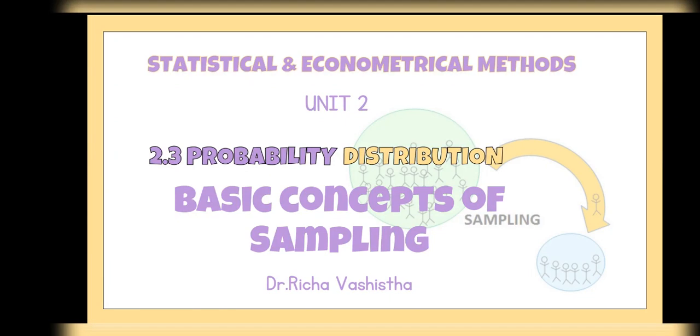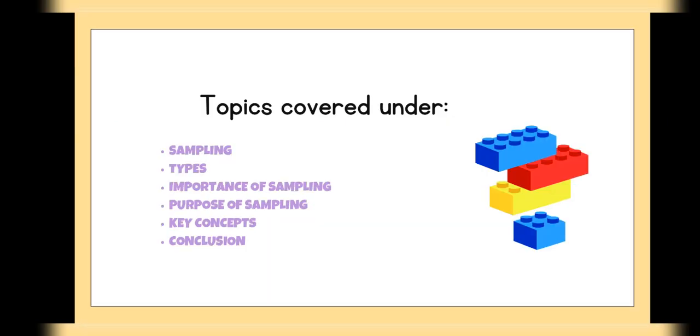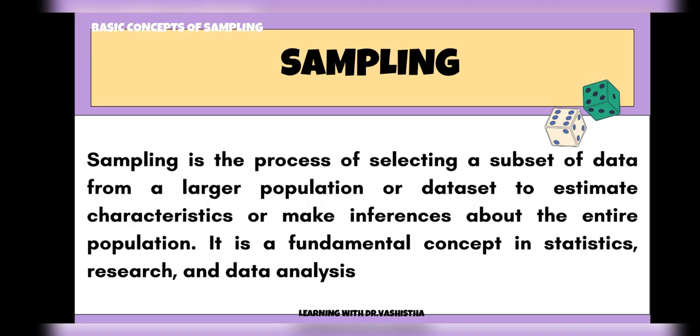So starting with the new topic, which is the basic concepts of sampling, and here is the flow. So what is sampling? Suppose we want to know or estimate the characteristics of a larger population, but it is not possible to study or make inferences about the entire population because of its bigger size.